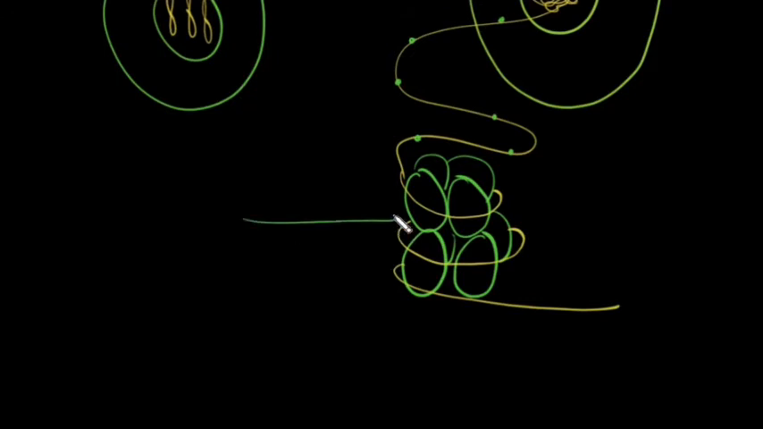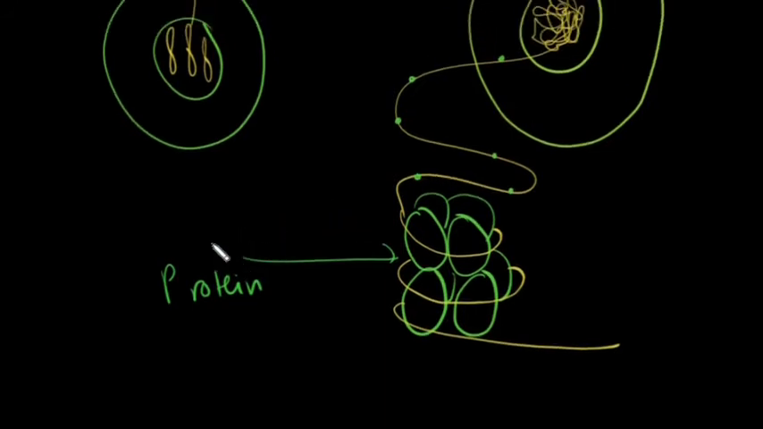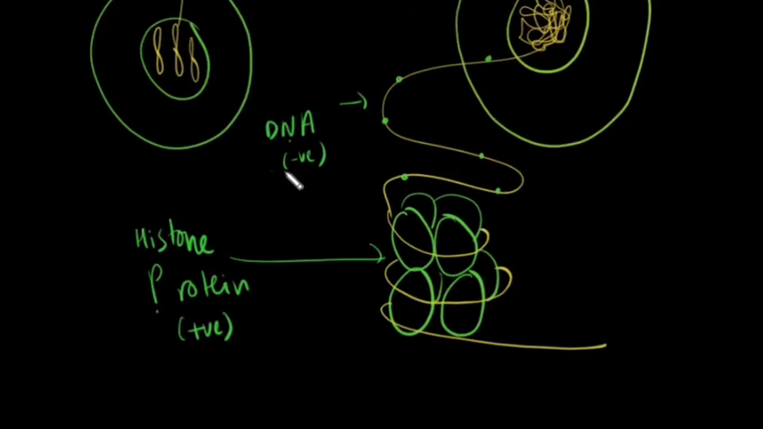This green color thing is actually the protein, as you have seen in prokaryotes. But this protein has a name. This protein has a name called histone protein. And this thread is the DNA. What is the charge that these things have? I told you P for positive, histone protein is positive, and DNA is N for negative. Negative attaches to positive. Same thing applies in prokaryotic packaging.